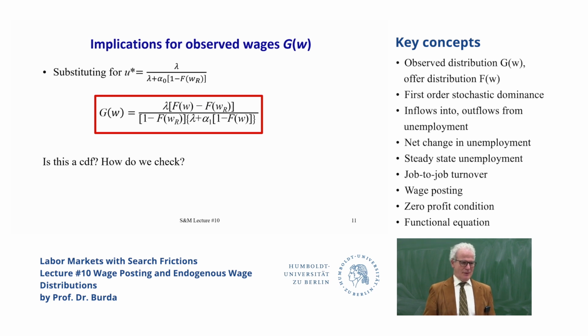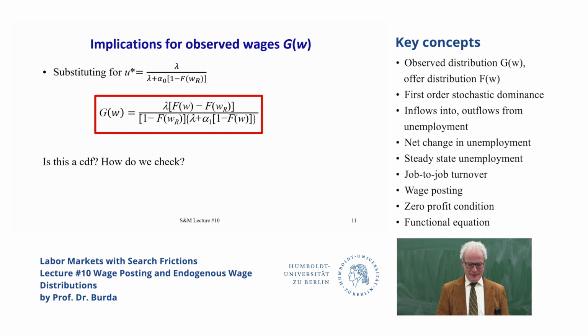But for a lot of people, it's not very satisfactory because it doesn't really tell you where the F comes from, right? And that's why search and matching is such a cool thing to think about. So how do we check? What are the requirements? Everybody knows this, right? It's to be between 0 and 1.